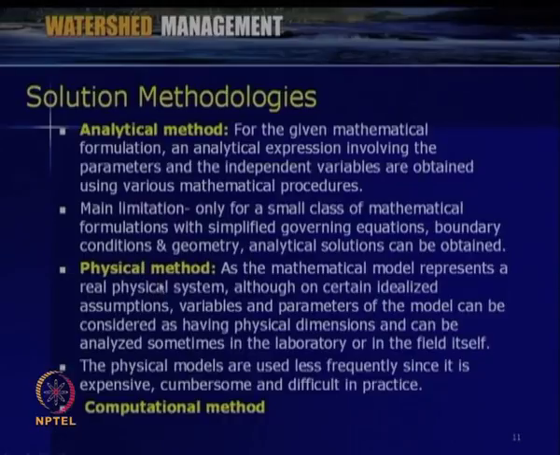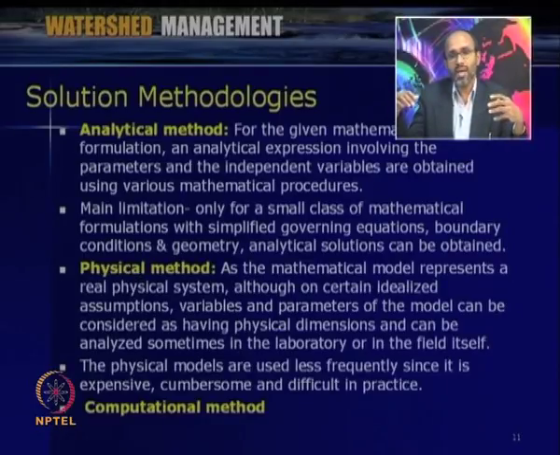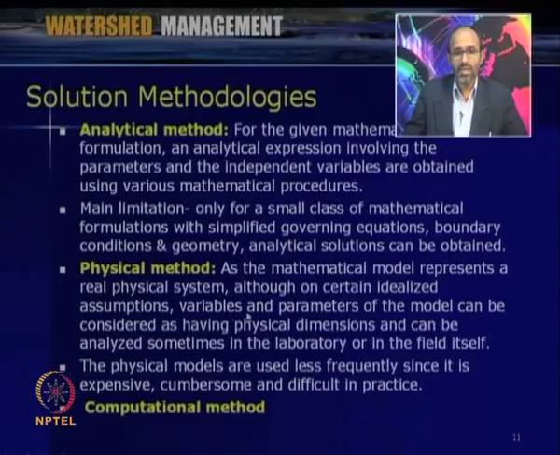Then the second method is the physical method. Physical method means this is not a computer based model or other kinds of model. Physical means we are physically developing a scaled model, or we are doing it in the field. The mathematical model represents a real physical system. All the certain idealized assumptions, variables and parameters of the model can be considered as having physical dimensions and can be analyzed sometimes in the laboratory or in the field itself.